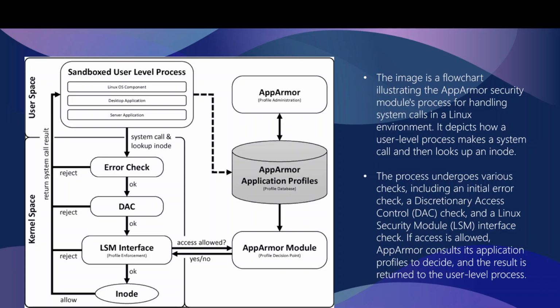It's a flow chart that illustrates AppArmor security and the process for handling system calls in a Linux environment. It depicts how a user-level process makes a system call and then looks up an inode. The process undergoes various checks, including an initial error check, a discretionary access control check, and a Linux security module interface check. If access is allowed, AppArmor consults its application profiles to decide, and the result is returned to the user-level process.